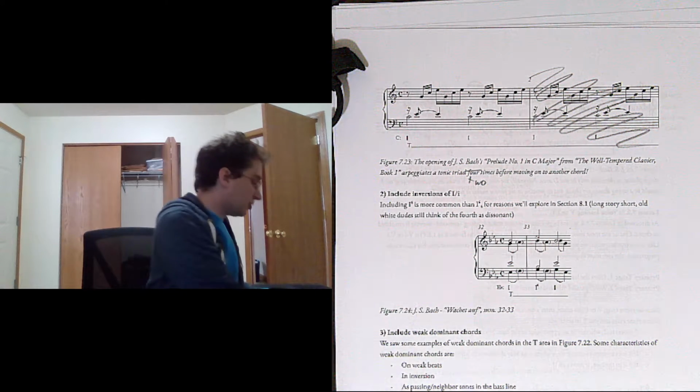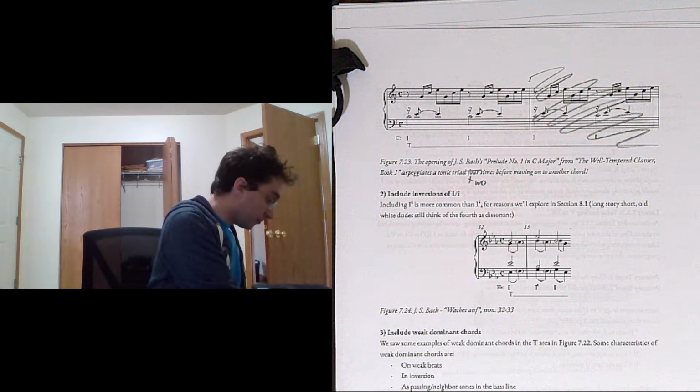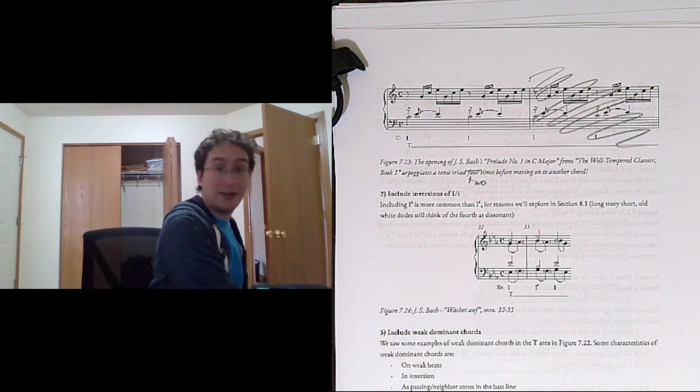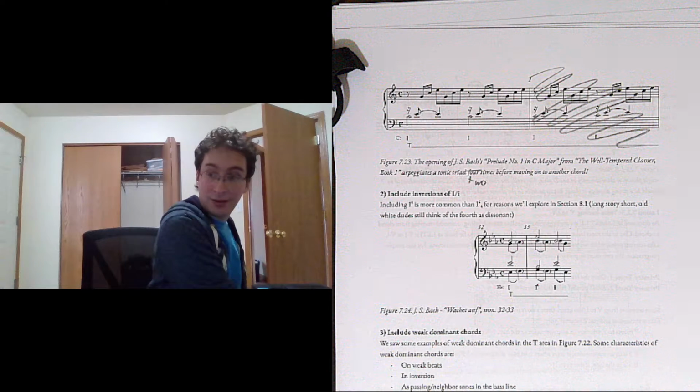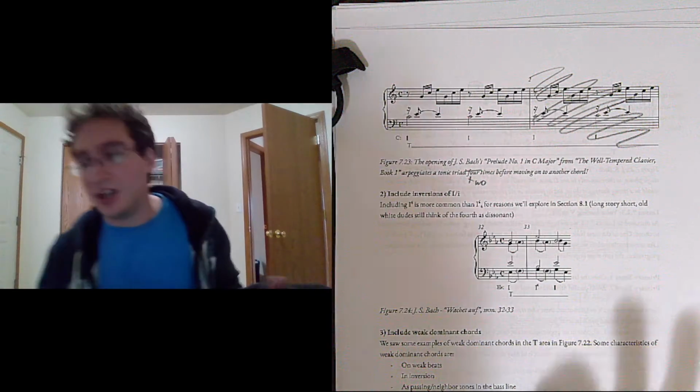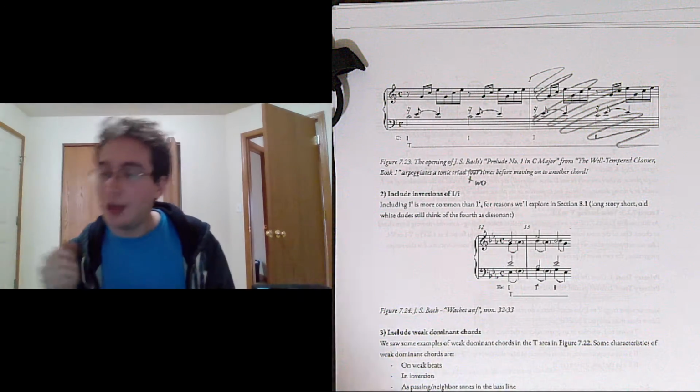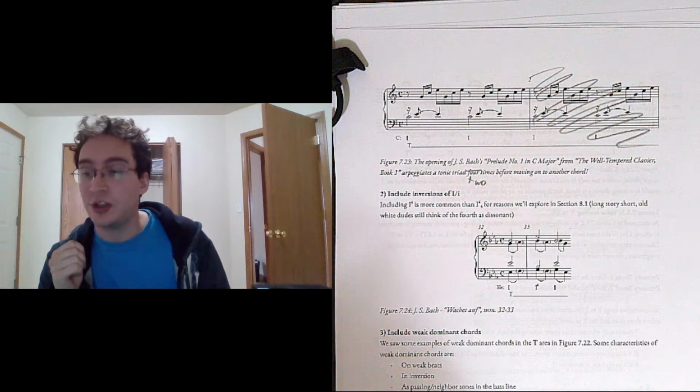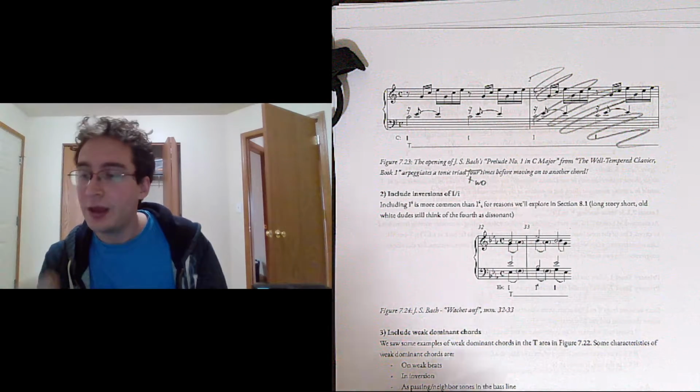But a whole measure, if I could play piano, all it's doing is arpeggiating 1. Beautiful. Another thing you can do is to include inversions of 1, or minor 1.